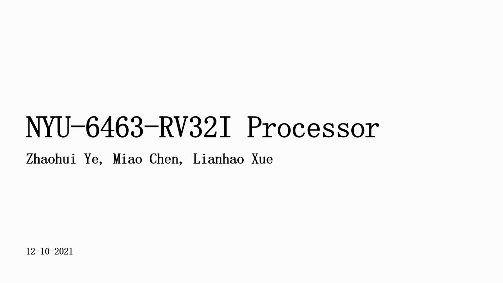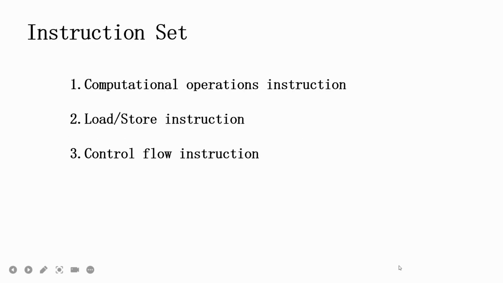I will do the presentation for our group about the CPU we designed. Our group members are Zhao Huiye, Miao Chen, and Lin Haoxue. Since NYU has developed an open source RISC instruction set, the problem we solve is to design a processor to execute these instructions. There are three main instruction types: computational operations, load or store between memory and register, and control flow like branch instruction.